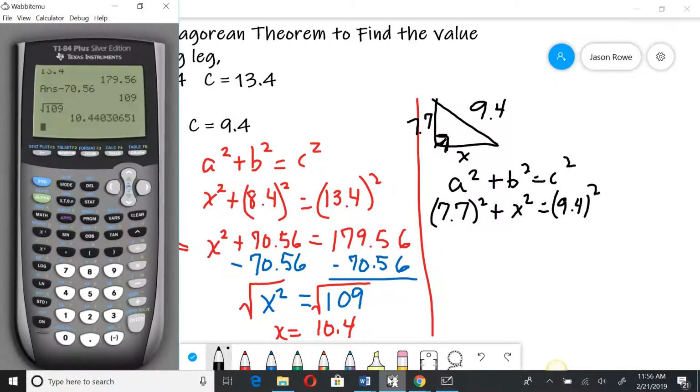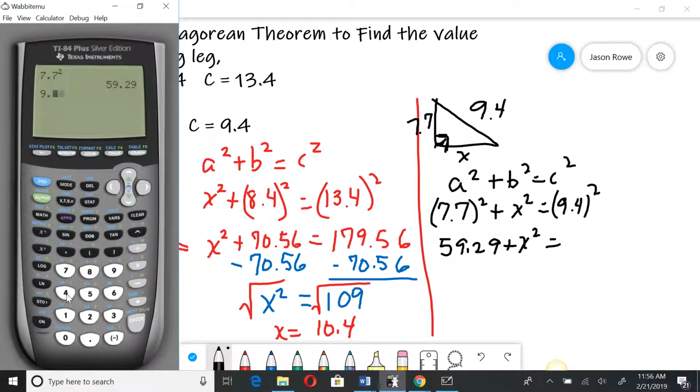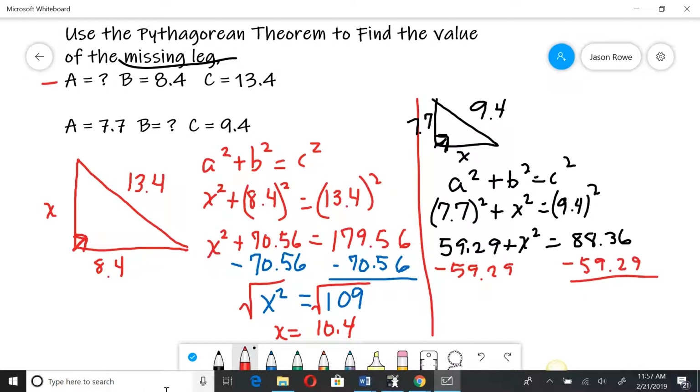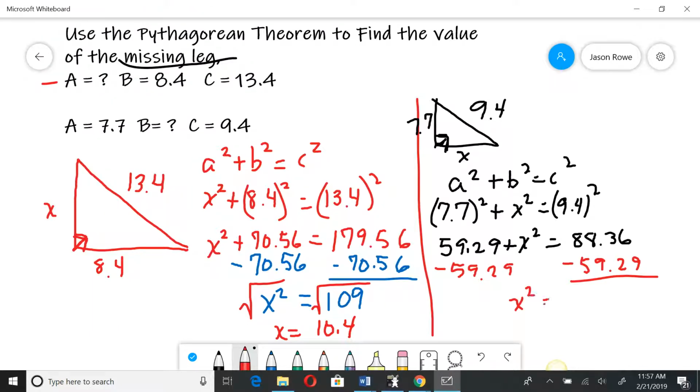Okay, pull out the calculator. I'm going to try to do this. Now we'll just do one time. 7.7 squared, that's 59.29. And then 9.4 squared, 88.36. Okay, remember on this type where you're trying to find the missing leg, you're going to have to subtract before you take your square root. So we're going to subtract these two values, so minus 59.29. And that gives me x squared equals 29.07.